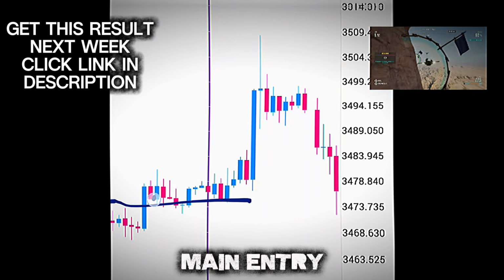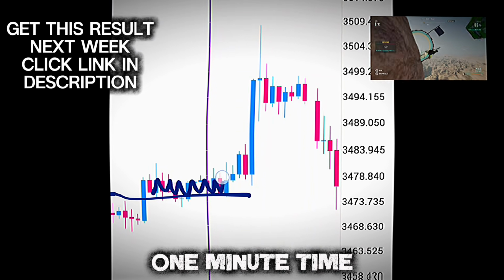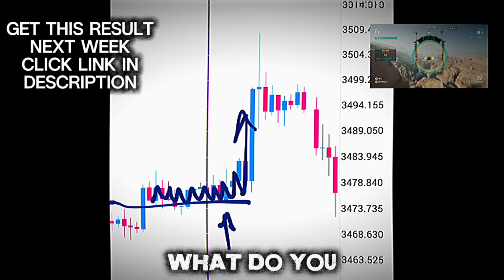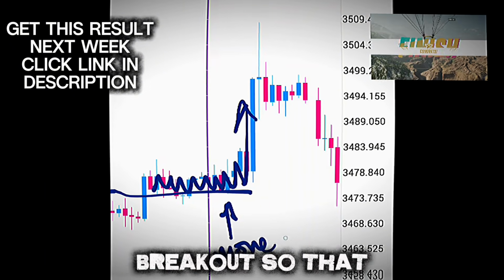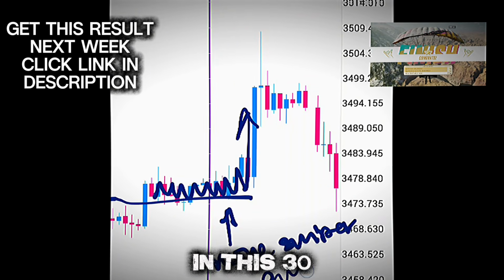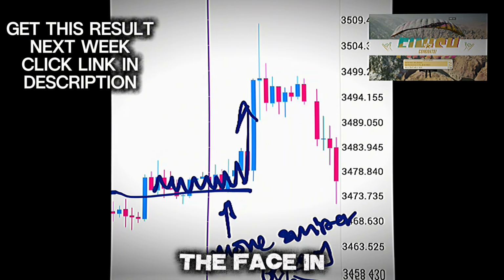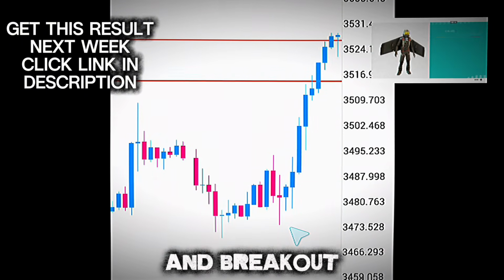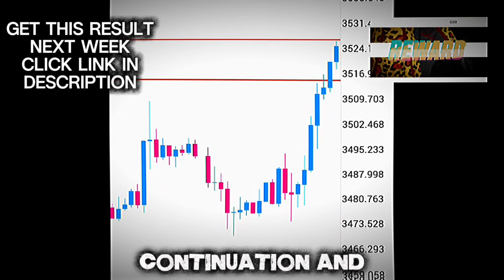But for the main entry, I'm going to go down to the 1 minute time frame to explain it so you understand. So there was consolidation, and what do you see happen? There was a breakout. So that is literally the phase in this 30-minute time frame. The phase in this 30-minute time frame is continuation and breakout, continuation and breakout.